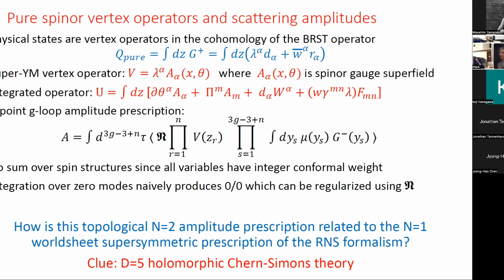And now the question that you want to answer is, how is this topological N equals 2 amplitude prescription related to the usual N equals 1 RNS prescription? And in this talk, I'll explain how this holomorphic Chern-Simons gives a clue to how to relate these two prescriptions.